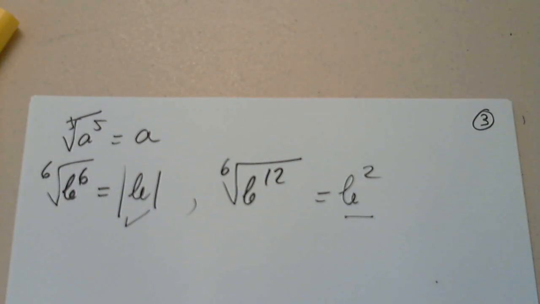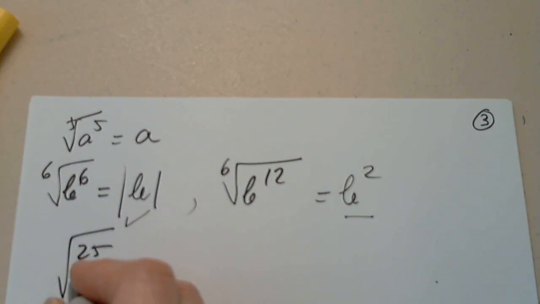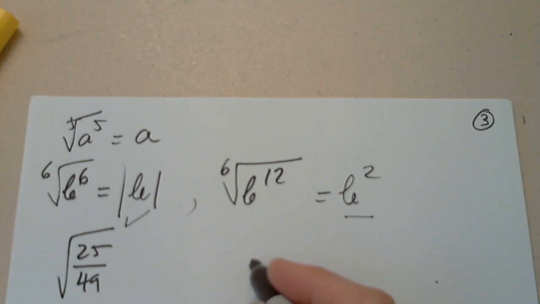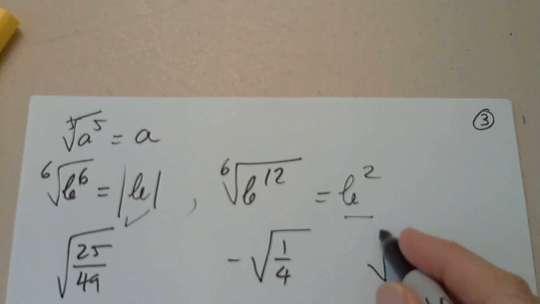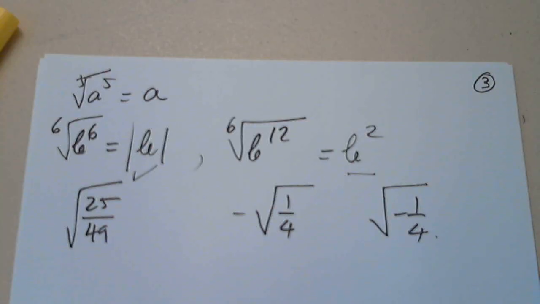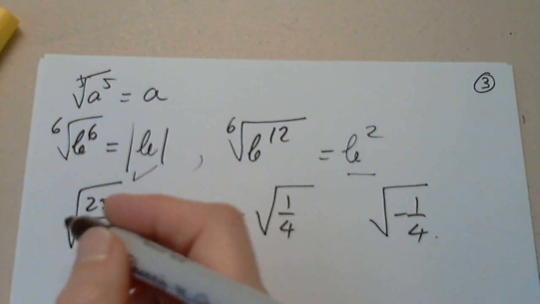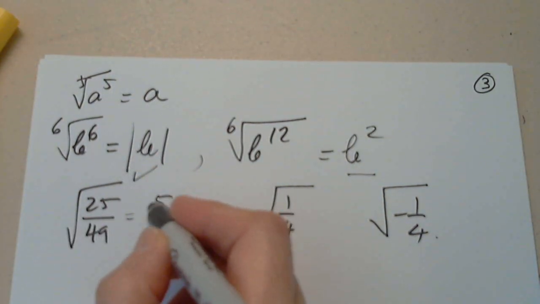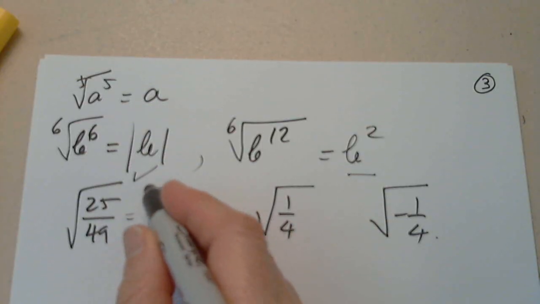The last three don't have any variables: the square root of 25 divided by 49, then the square root of 1/4 with a minus in front, and then the square root of negative 1/4. So let's discuss all of them. The first one is easy because we know we can split the radical. The square root of 25 is 5, the square root of 49 is 7, and you're done.